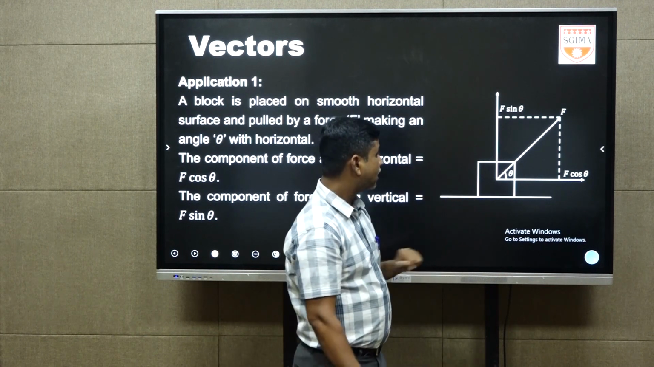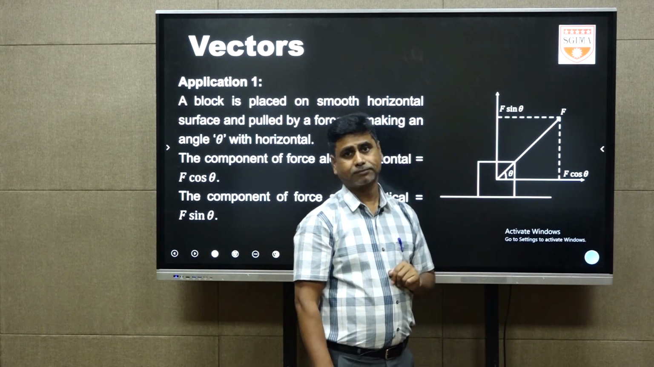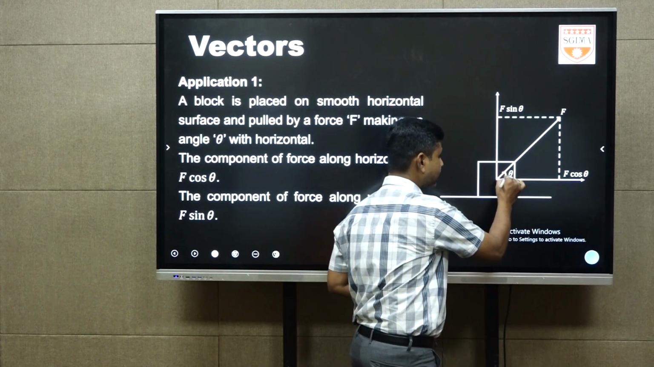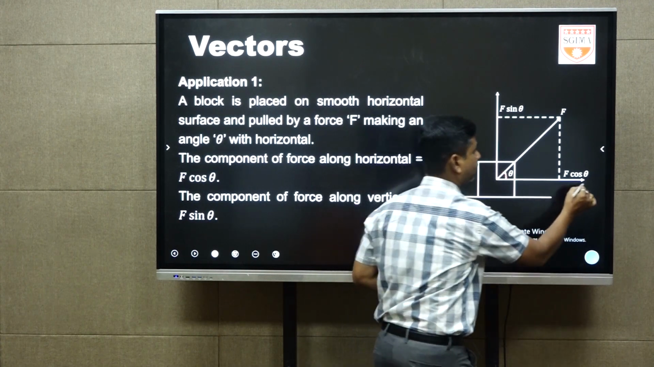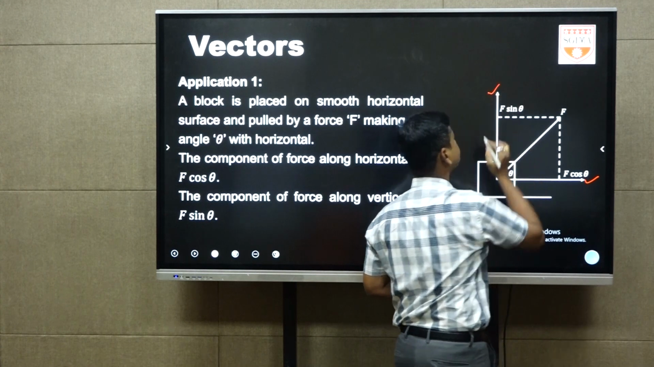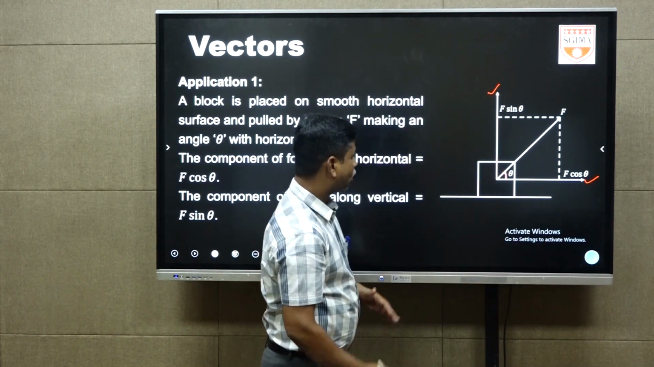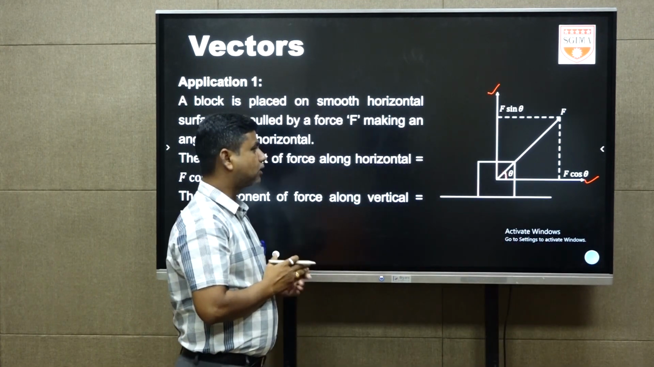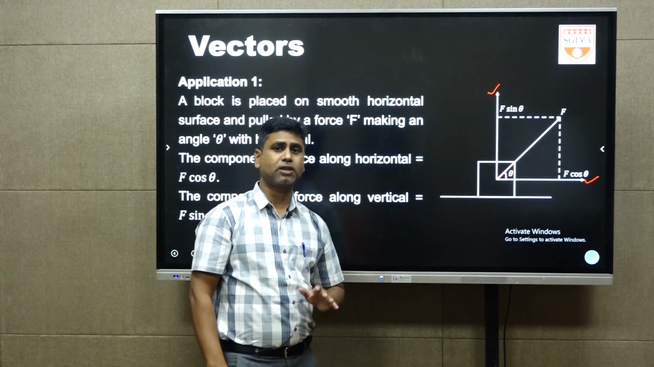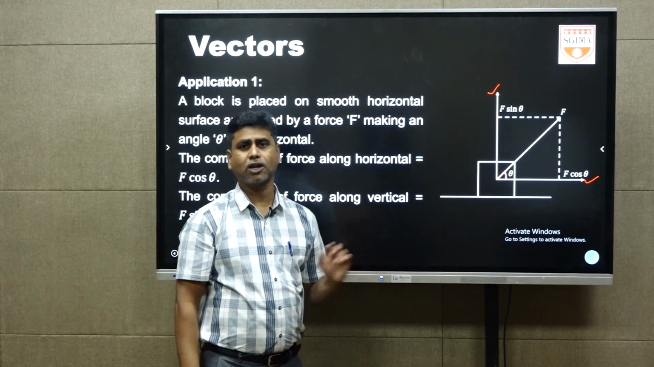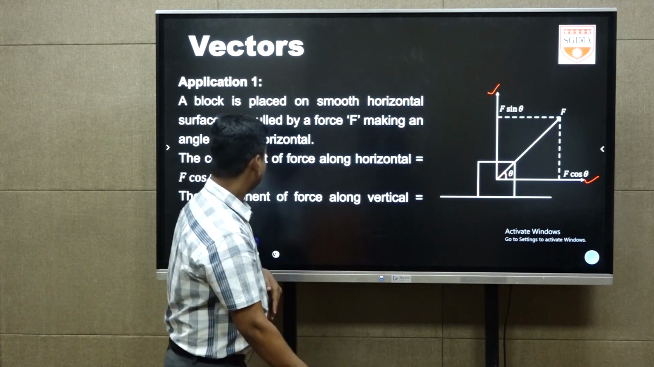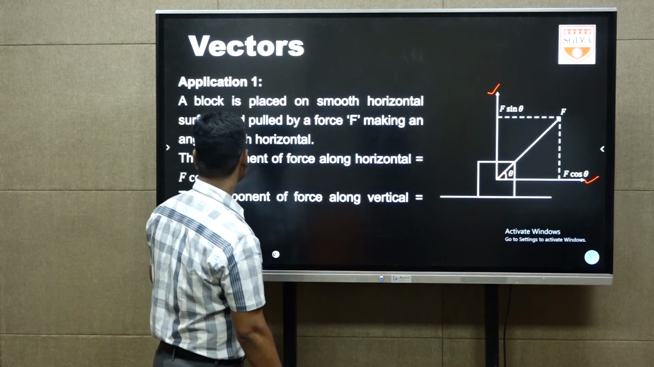But how is the force applied? Making an angle theta with the horizontal. The horizontal is one axis, and the vertical can be taken as the other axis. Now it is making an angle theta with the horizontal, but in the question they may give the angle with the vertical also. First we will discuss based on the given point.